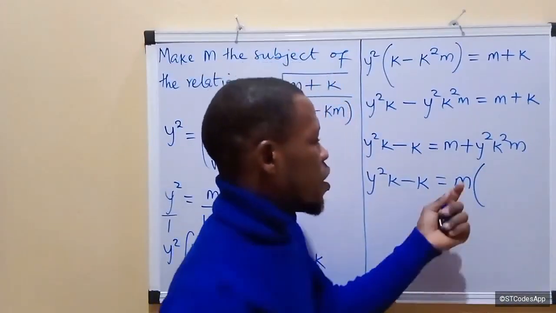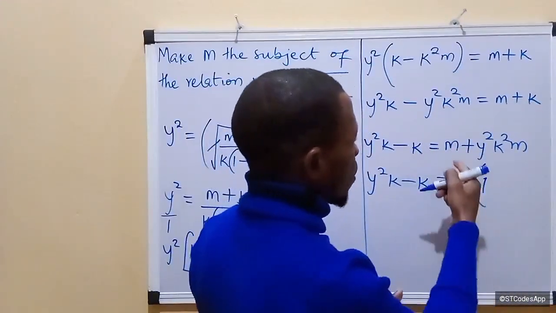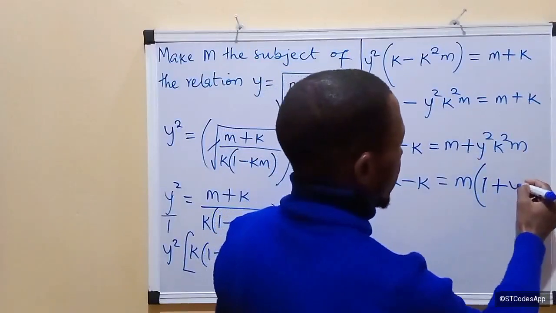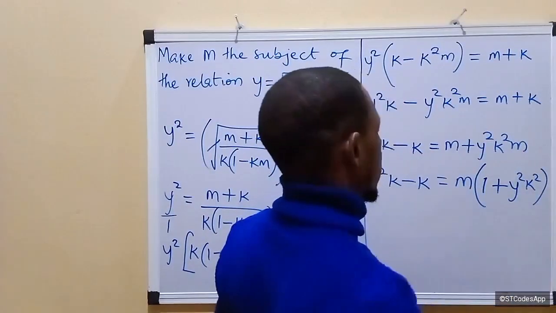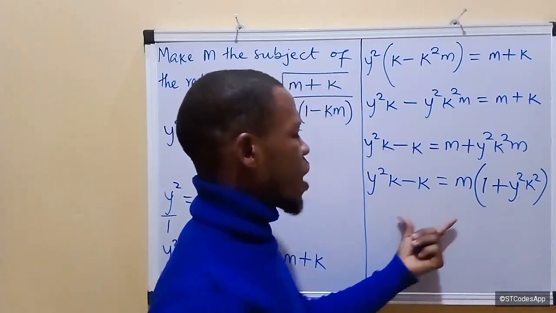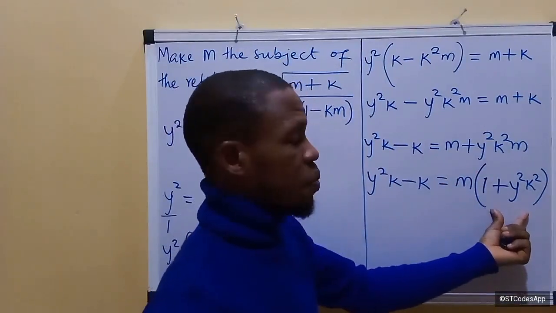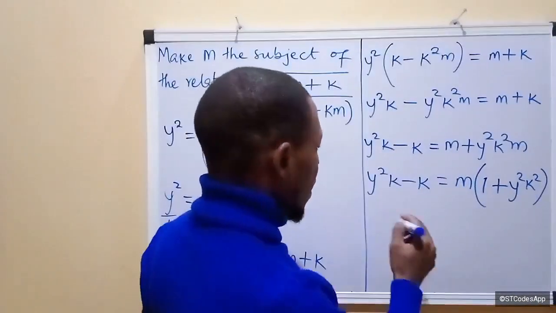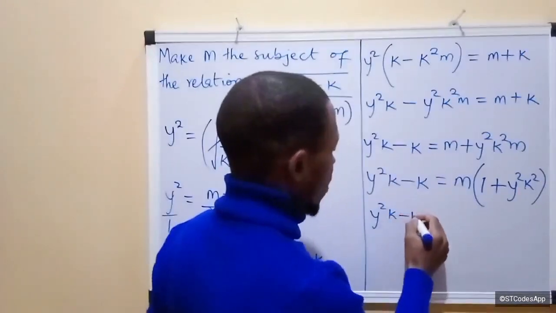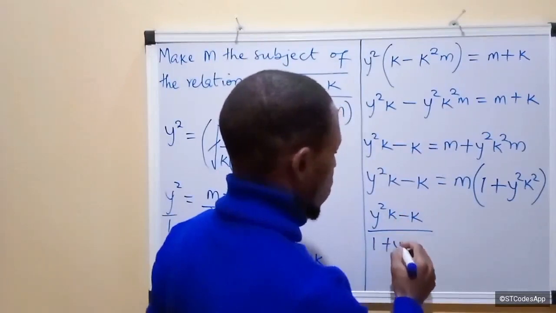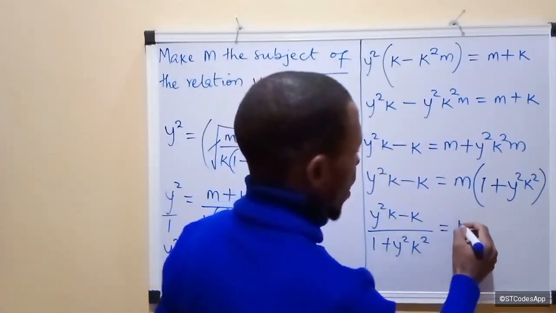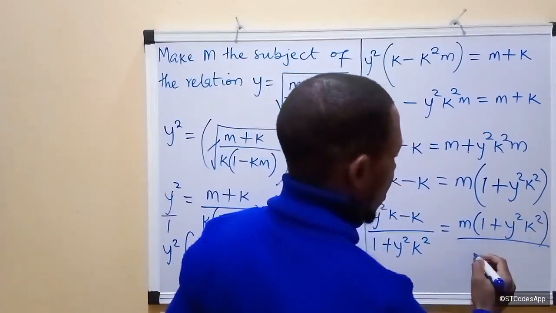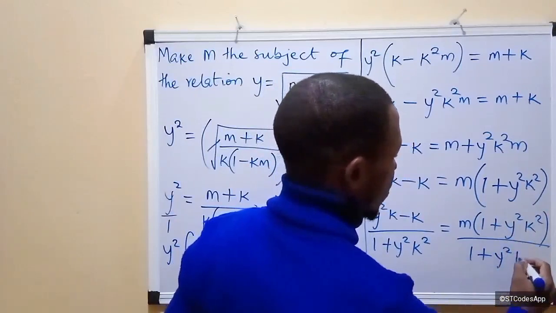If I factor out m, it means that I'm going to have 1 left here because m divided by m is 1, plus m divided by this m. m is going to cancel out m, and so I'll be having y squared k squared left. So with this, I can divide both sides of this equation by this term in brackets because it is the coefficient of letter m, which we are going to make the subject of the formula. So by that, I'm going to have y squared k minus k all divided by 1 plus y squared k squared equal to m into 1 plus y squared k squared all divided by 1 plus y squared k squared.